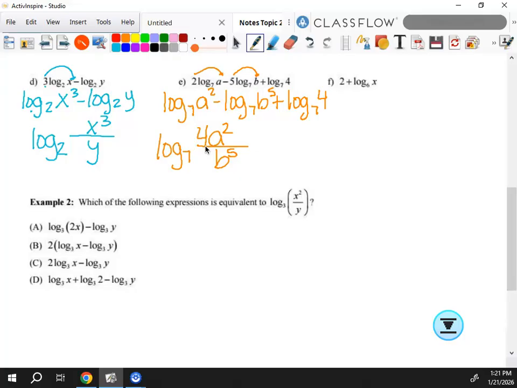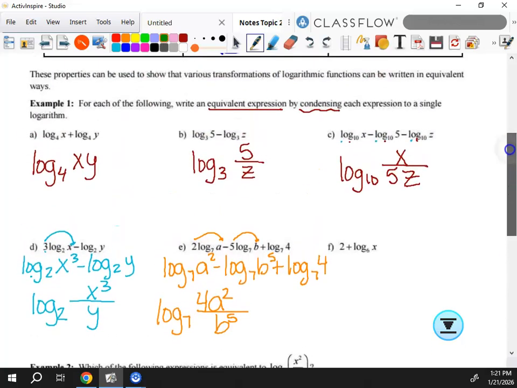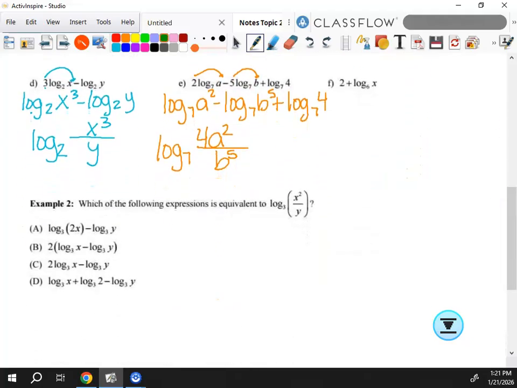Beautiful. Now let's look at F. So here we've got a little bit of a problem because our instructions say condensing each expression to a single logarithm. Well, all the rest of those were just fine because they all had logs. I was putting logs together. Well, here I've got a log, and then I've got this constant right here. That's not a single logarithm, so I have to make it into a single logarithm. That means I need to represent 2 as some sort of log, and not just any old log, but it needs to be a log base 6.